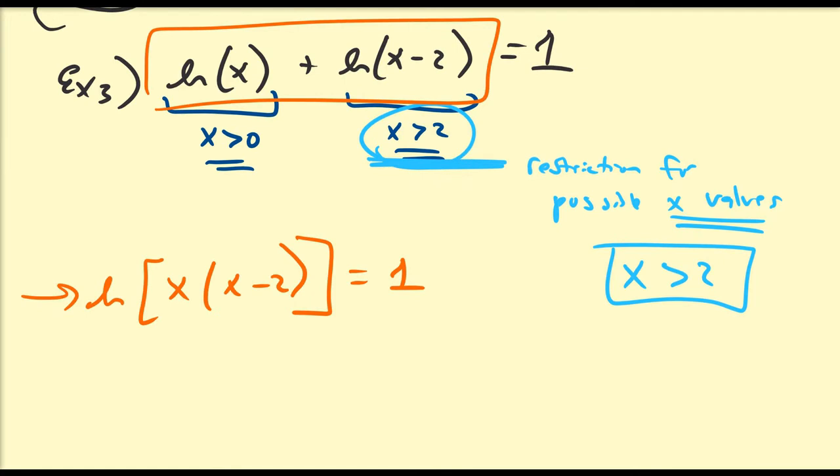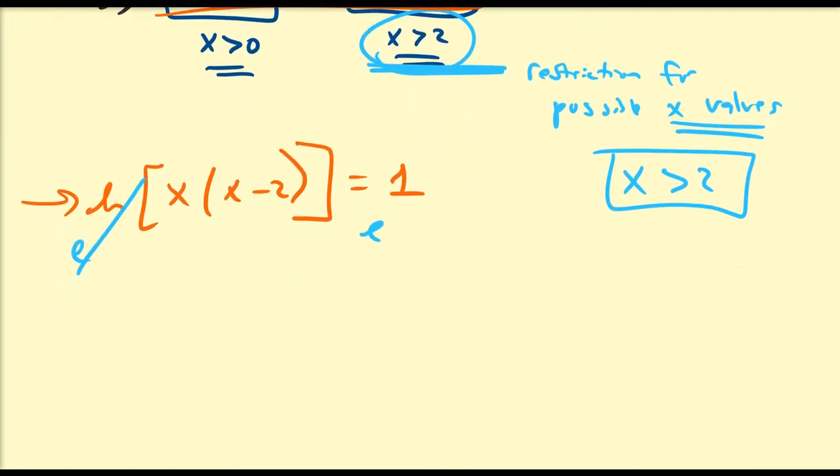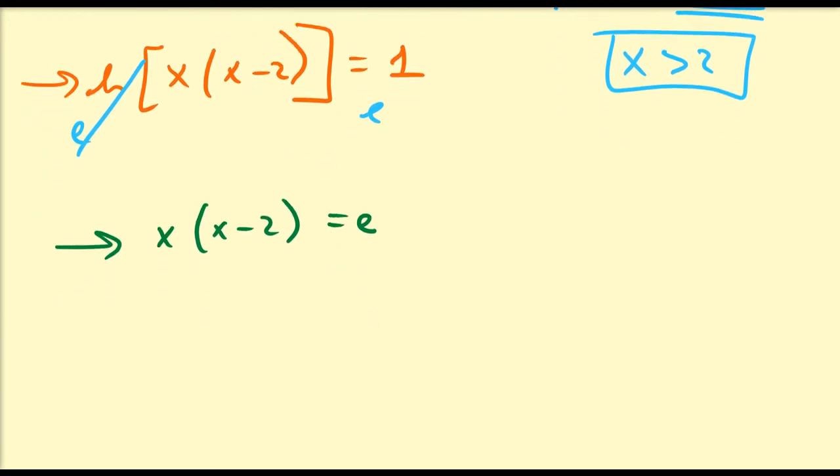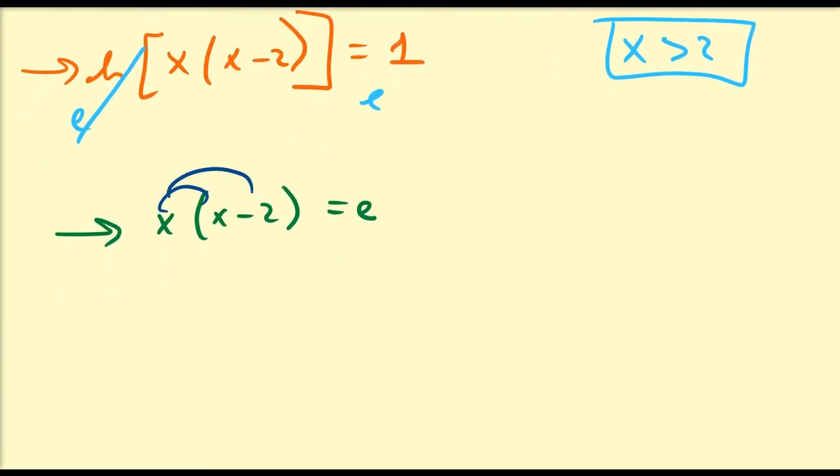And then I'm going to exponentiate both sides by e to get rid of this natural log. And then that's going to give us what? So that's going to give us x times x minus 2 is going to be equal to e to the first, which is just going to be e. I'm going to distribute this x, and that's going to give us a quadratic equation, obviously. So we're going to have x squared minus 2x minus e is equal to 0.